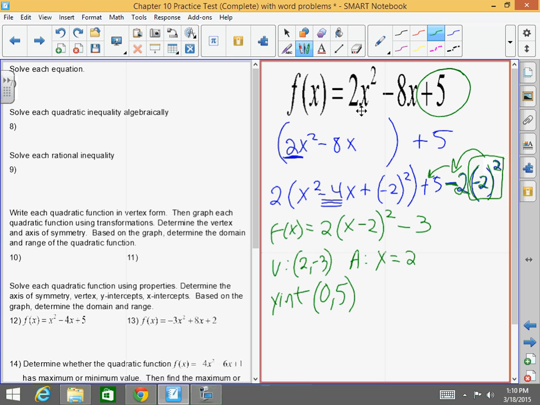The negative goes along with it. It's 5 minus 2 times negative 2 squared. Negative 2 squared is 4. 4 times negative 2 is negative 8. Plus 5 is negative 3. Are you sure? Everybody, are you sure?